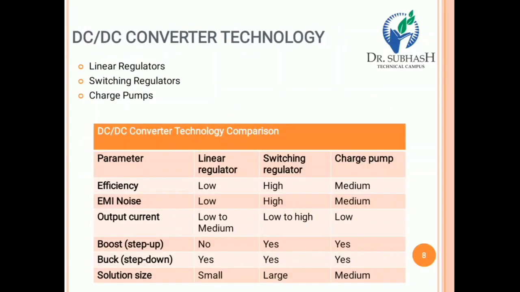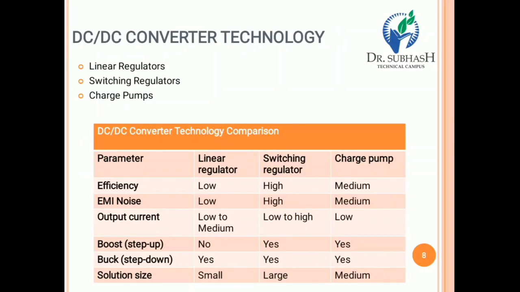Now the DC to DC converter technology. There are three basic characteristics of this converter technology. One is the linear regulator, the second is the switching regulator, and the third is the charge pump. Now we can compare the different parameters of these three categories.